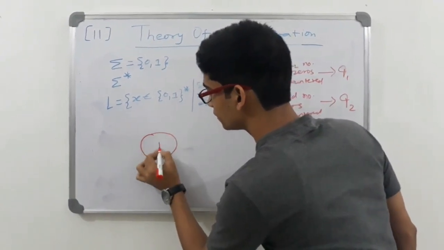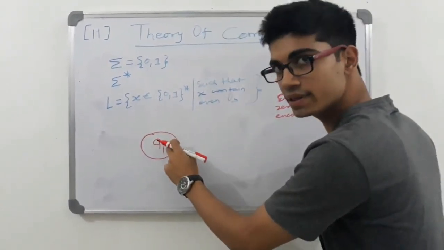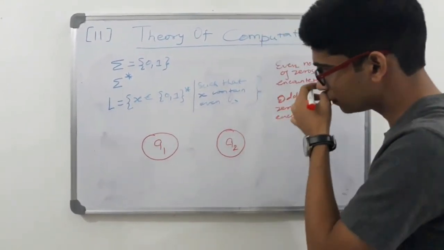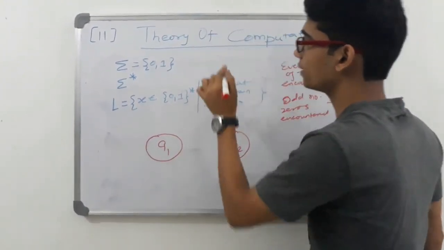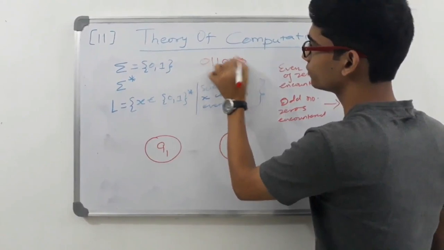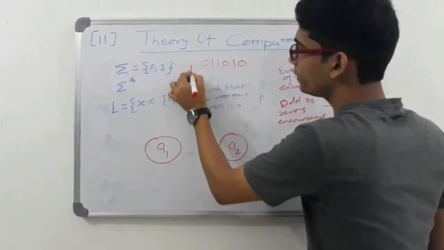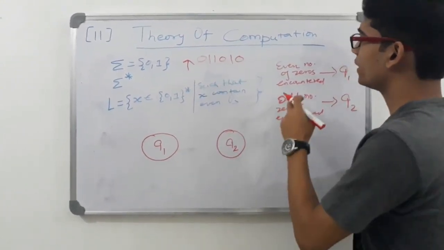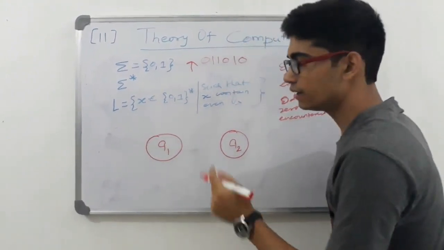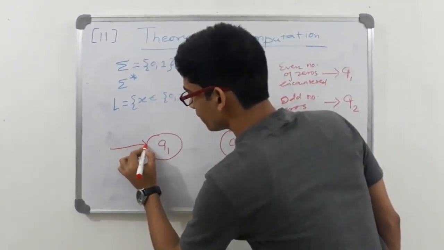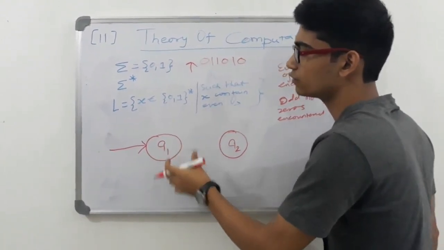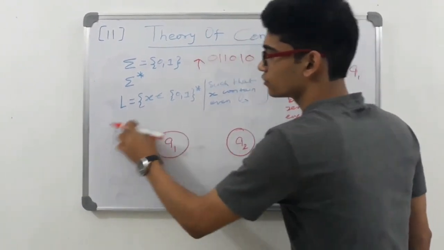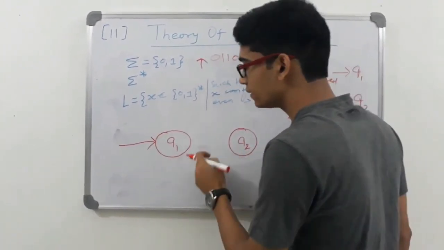This is a state, Q1. Q1 means we are at the even state, and then Q2 means we are at the odd state. What if we haven't scanned any character? Take a reference of a problem. What if we haven't seen any character, what will be our state of mind? I am at even state. So an arrow coming from nowhere tells you the initial state. So our initial state of mind is even, and we haven't seen any zero yet. So zero number of zeros and zero is even, we are at the even state.